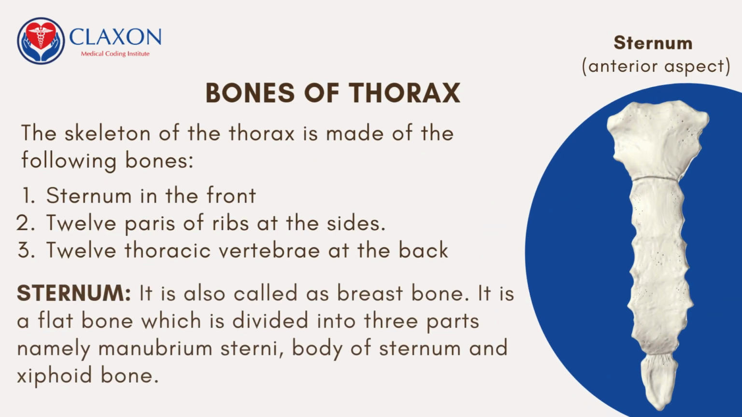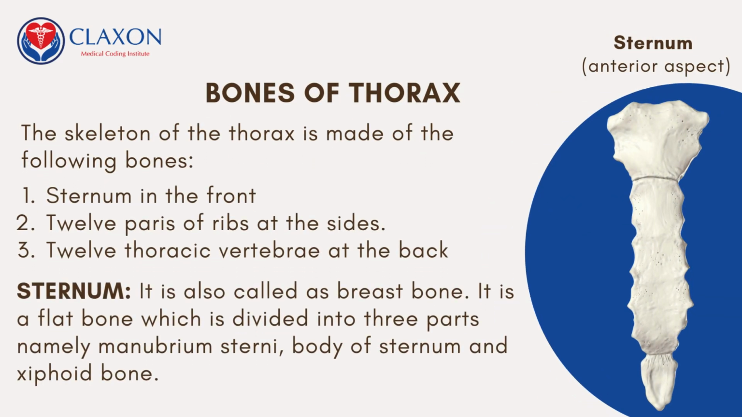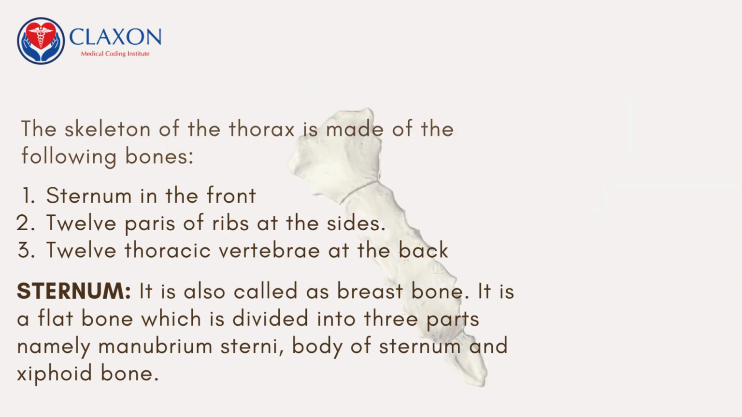Bones of thorax. The skeleton of the thorax is made of the following bones. Sternum in the front. 12 pairs of ribs at the sides. 12 thoracic vertebrae at the back. Sternum, it is also called as breastbone. It is a flat bone which is divided into 3 parts, namely manubrium sterni, body of sternum and xiphoid bone.